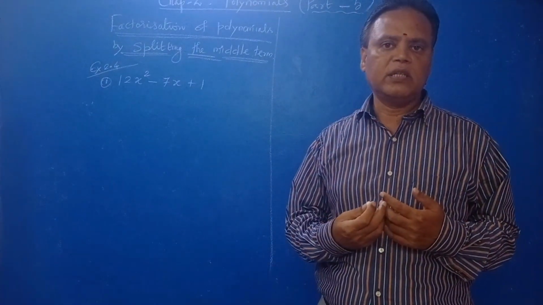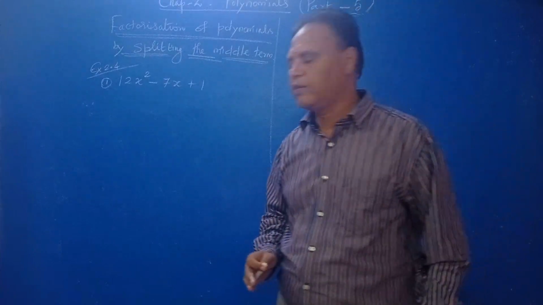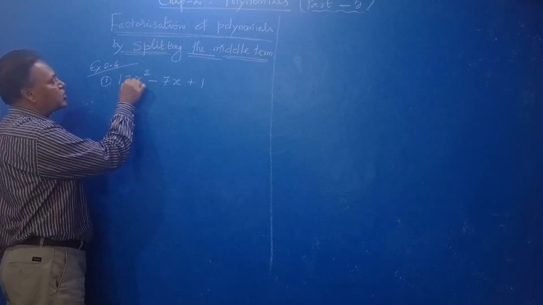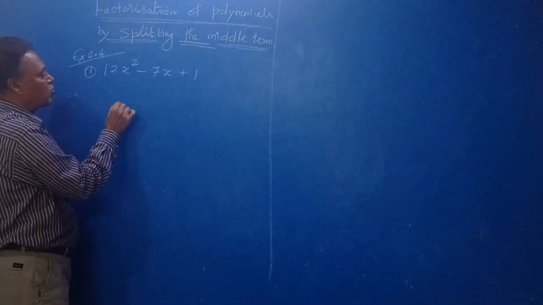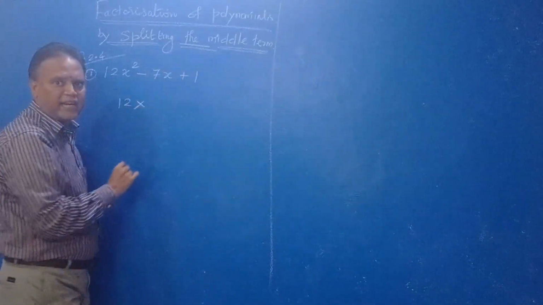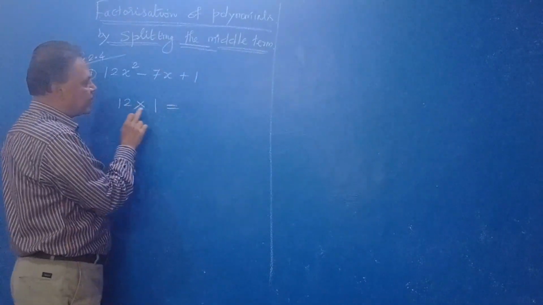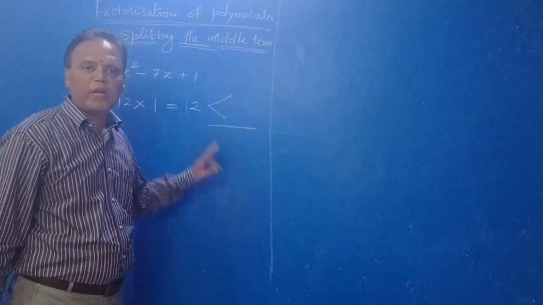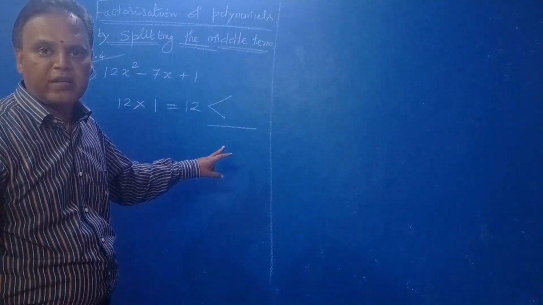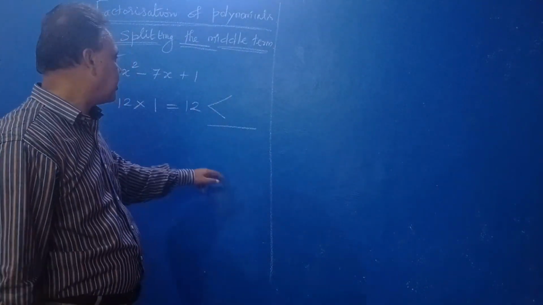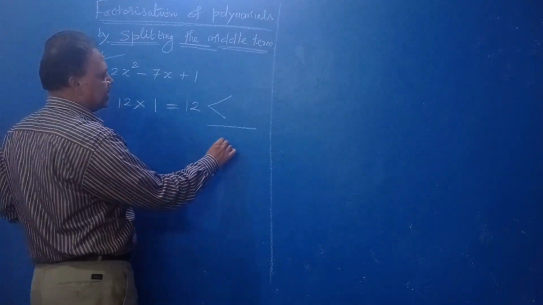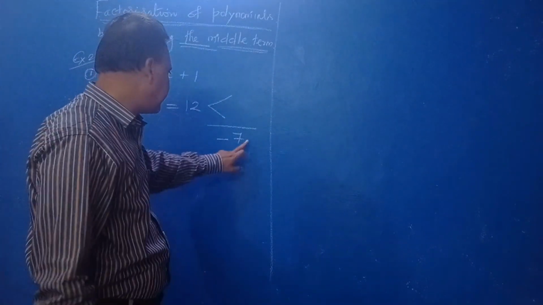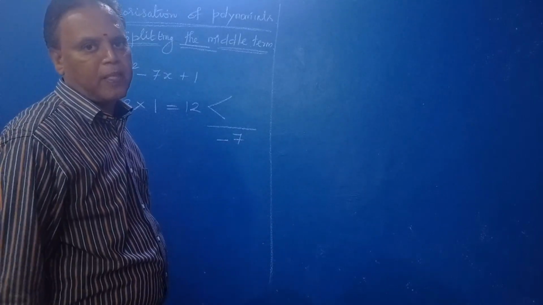So how to do that? The method is very important, so you have to listen very carefully. The first step is to take the x squared coefficient, which is 12, and the constant term, which is 1, and multiply them, so the product is 12. Now this 12 you have to split into two factors so that you get the middle term, minus 7. Always take the middle term with its sign. Don't write the variable, only the coefficient.